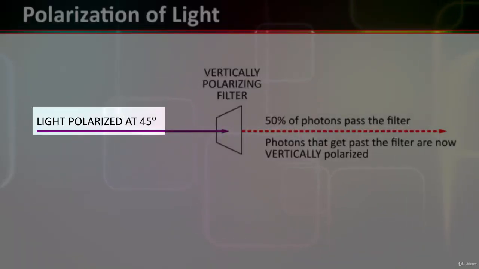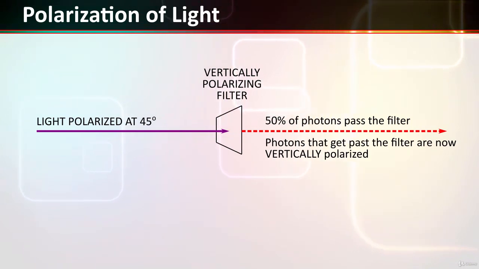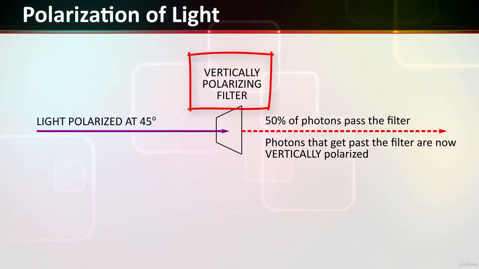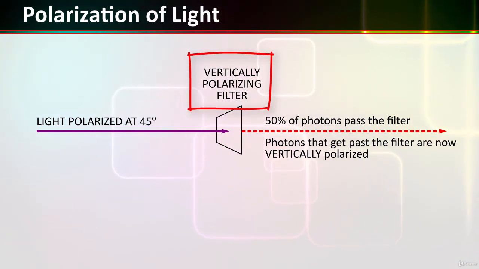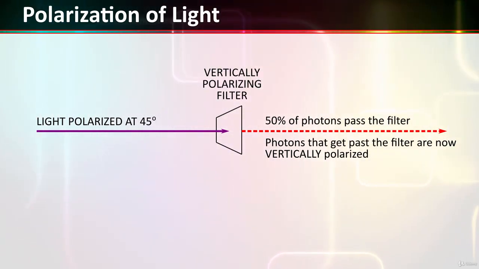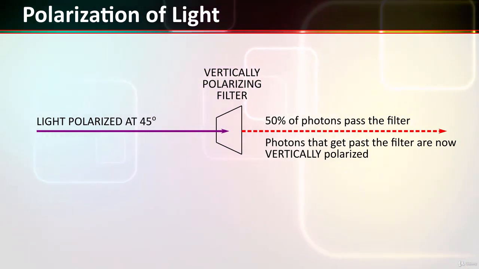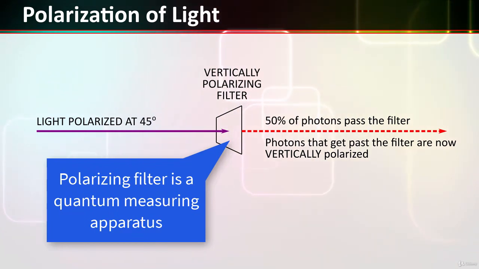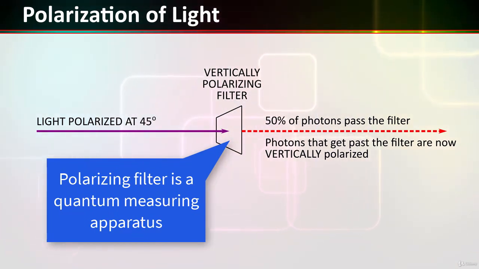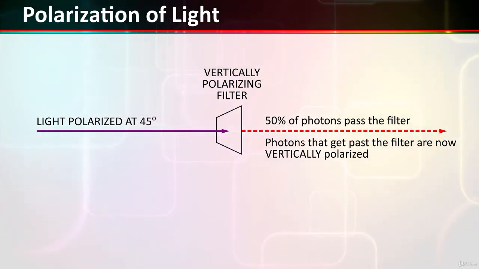Remember, all the photons which we sent at the filter started out polarized at 45 degrees. But if any of these photons got through the filter, they will be polarized at the same angle as the filter. This illustrates a fundamental idea in quantum physics. Measuring a property of a system changes the system. In this case, the measuring apparatus is the polarizing filter. The photon is the system being measured.